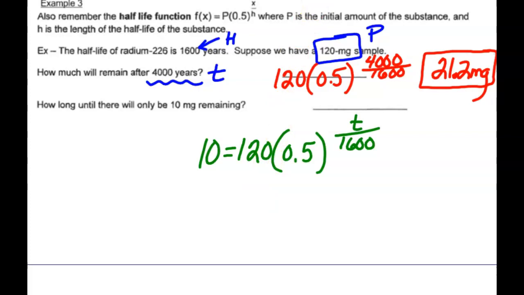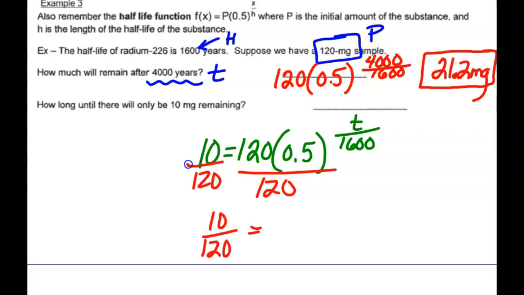Now, this is where students make a little mistake. Sometimes they want to multiply these together. Can we do 120 times 0.5? No. We have to divide that 120 over to the other side. So we have 10 over 120 equals 0.5 to the t over 1600.